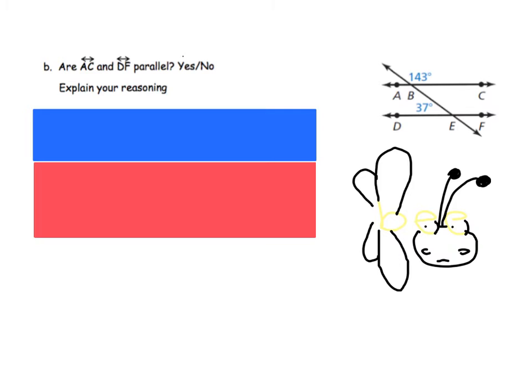All right, same type of problem. Are AC and DF parallel? So is line AC, which is this one here, parallel to DF? Yes or no? So let's see what we have here.